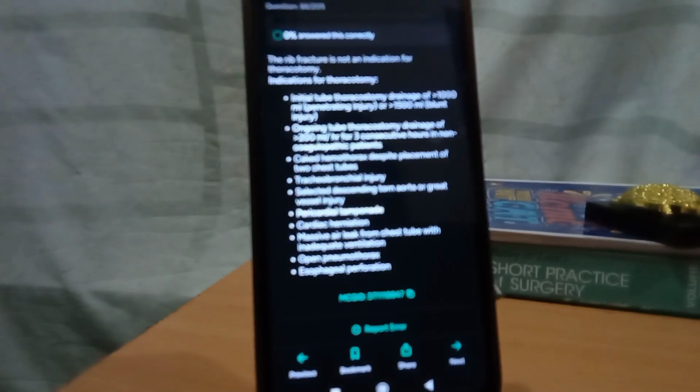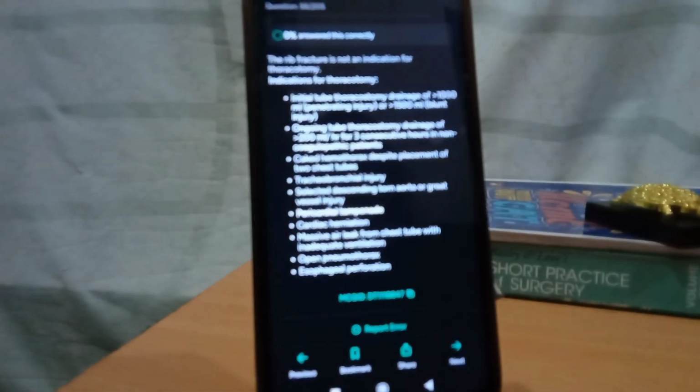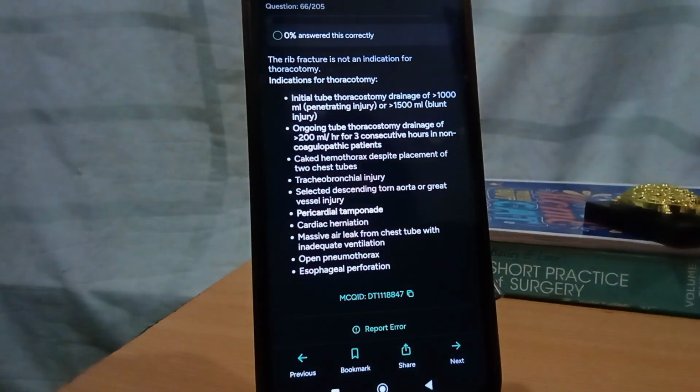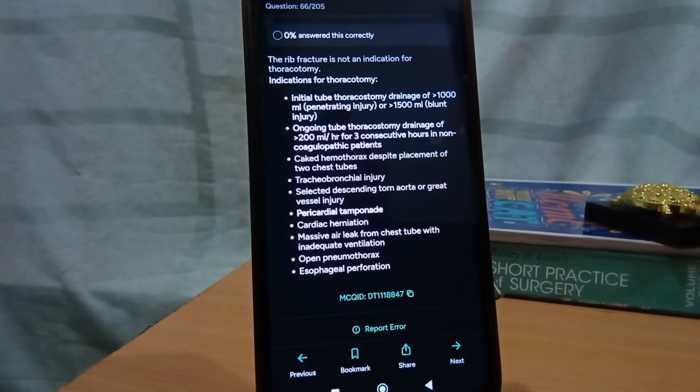herniation, massive air leak from a chest tube with inadequate ventilation, open pneumothorax, and esophageal perforation.